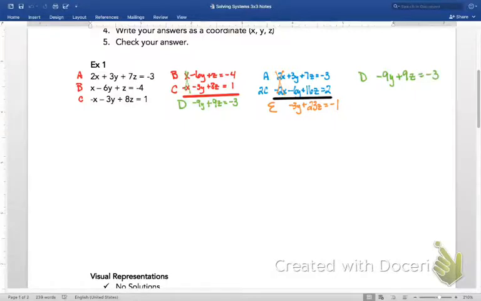Now, what do I need to do to E to where they're going to be? What do I need to do to it? Multiply it by 3. Okay. So I'm going to multiply E by 3. So I'm going to have 3E. So in doing that, I'm going to have negative 9y plus 69z equal to negative 3.